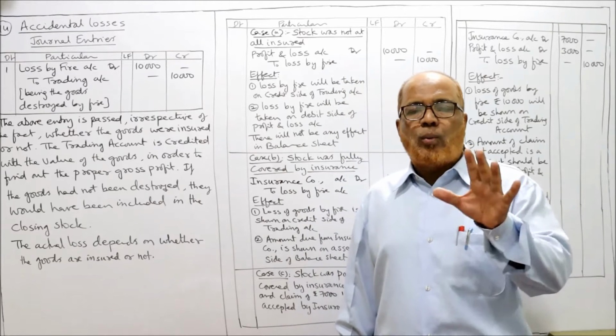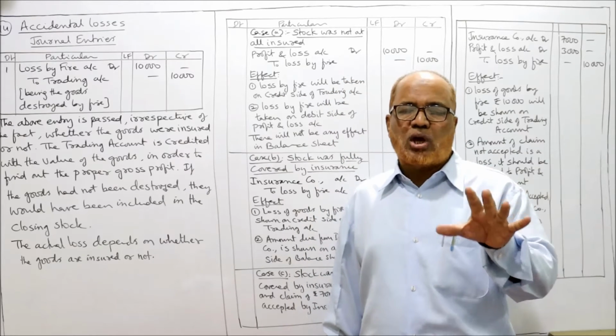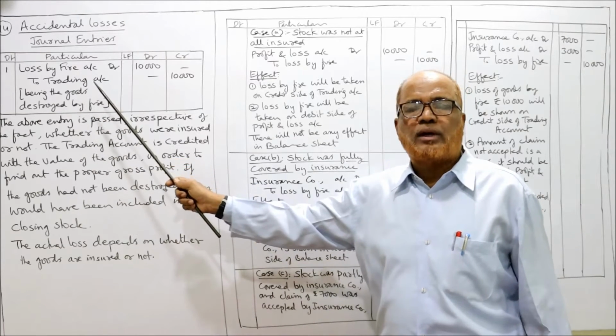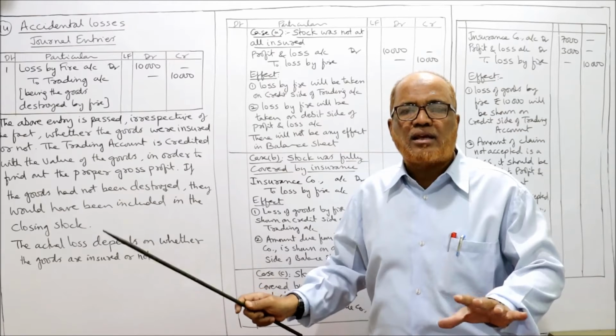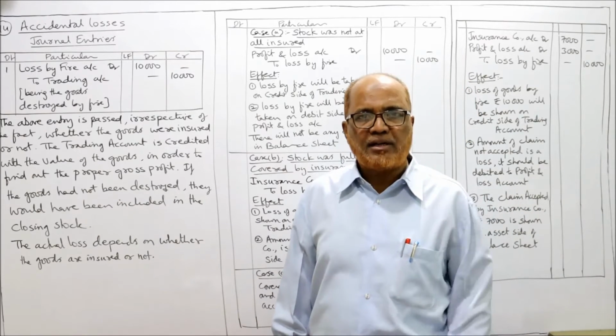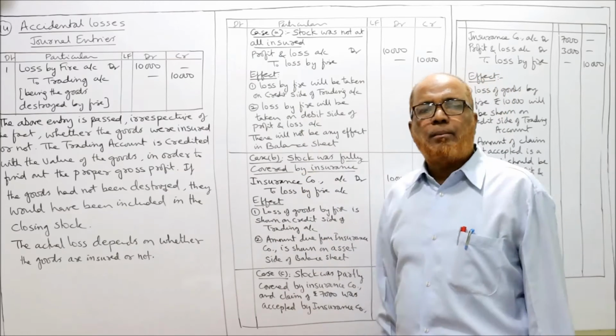So first of all, whenever there is loss of stock by fire, the first entry is loss by fire account debit to trading account, compulsorily, irrespective of whether the stock is insured or not. Right? Now we'll take one by one.